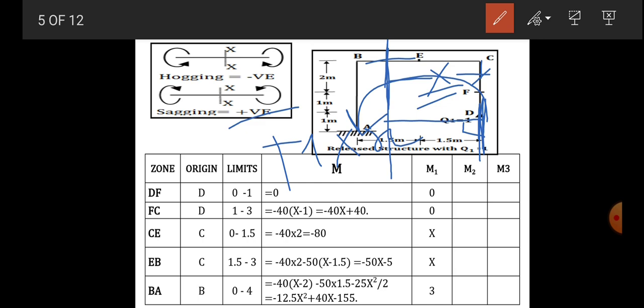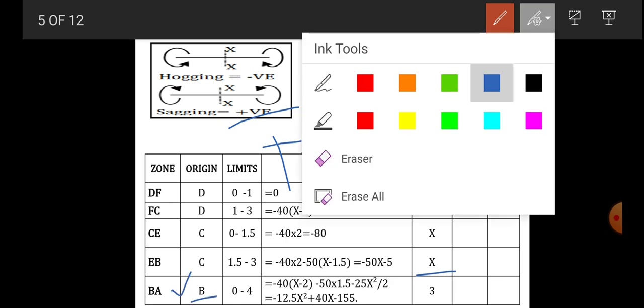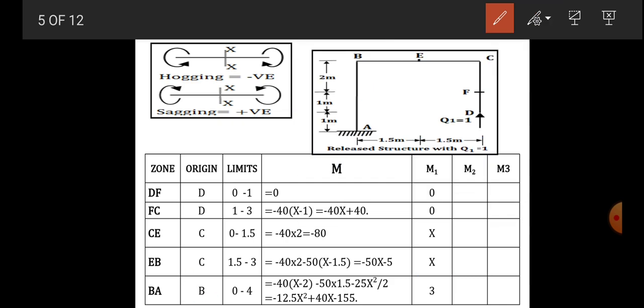So next cell is x. Now next, consider the BA zone. Now B is origin. Let's draw the imaginary axis for that BA zone. If you draw the imaginary axis for the BA zone, that imaginary axis is always located with respect to the origin. Origin is B, and the imaginary axis is located with respect to B at a distance of x.